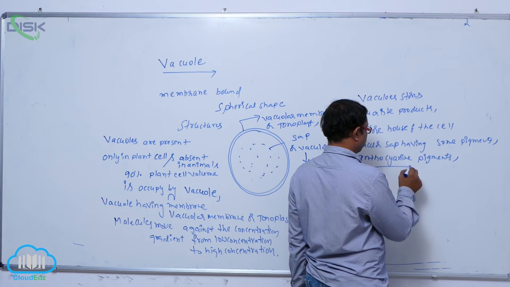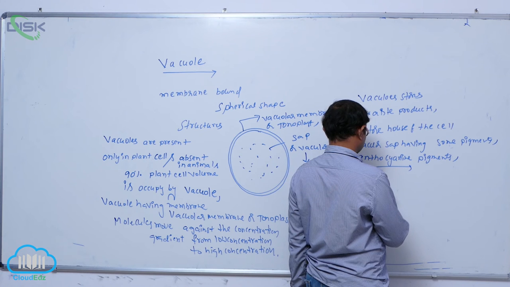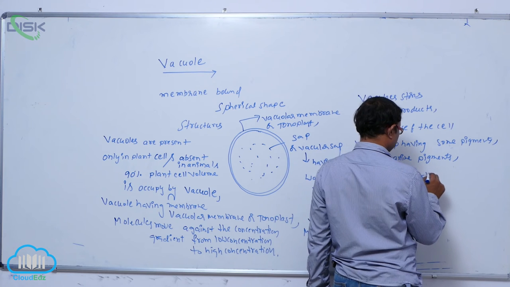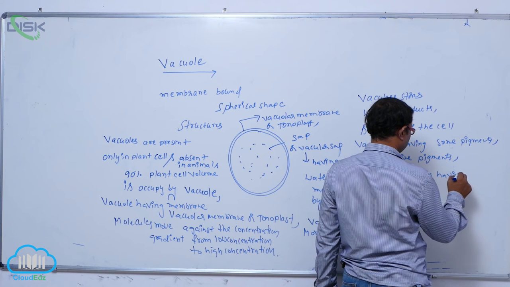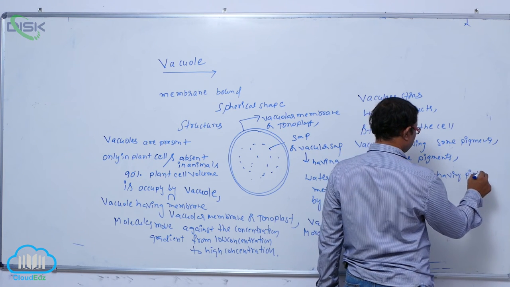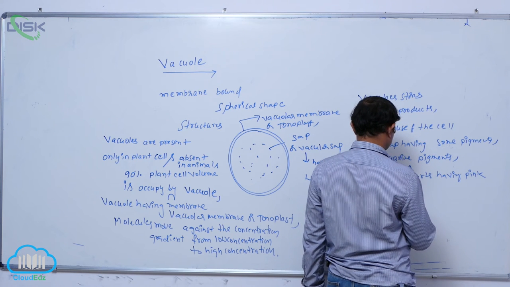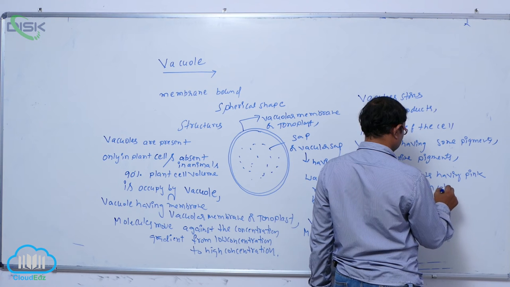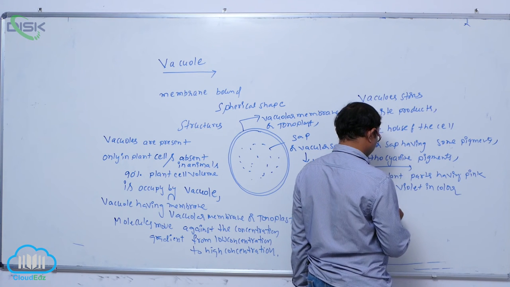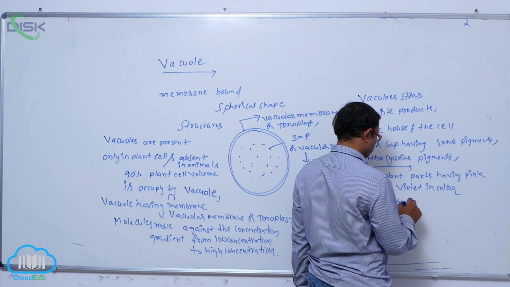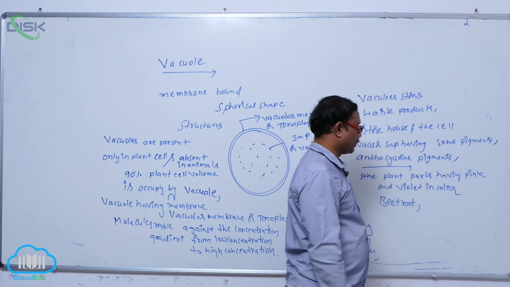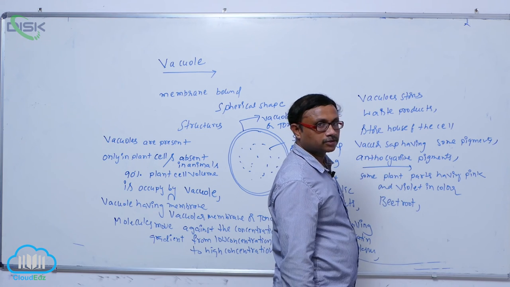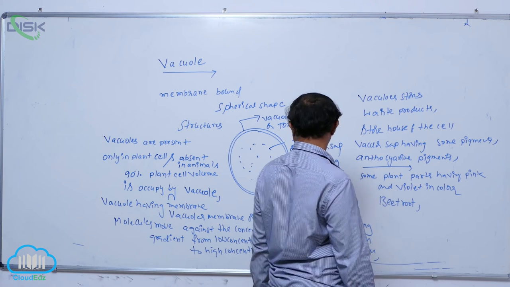By the anthocyanin pigment, some plant parts are pink and violet in color. For example, the beetroot. Beetroot is pink or violet due to the presence of anthocyanin pigment. So that is an important objective point.